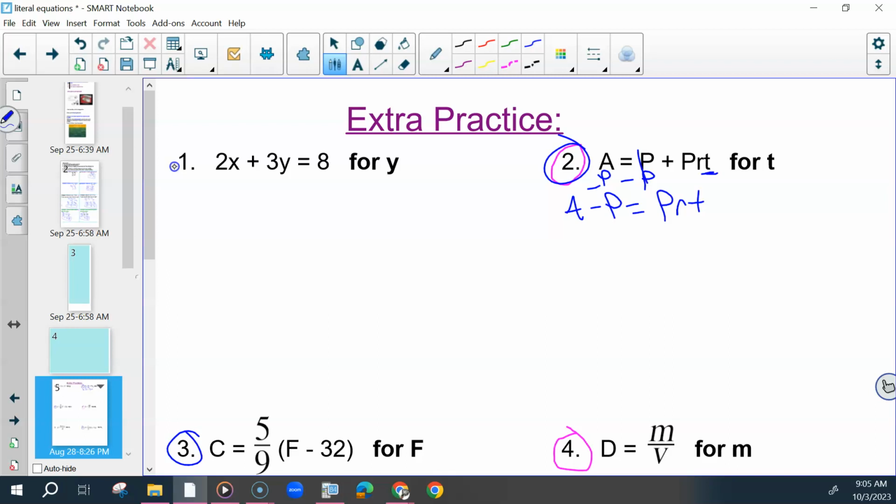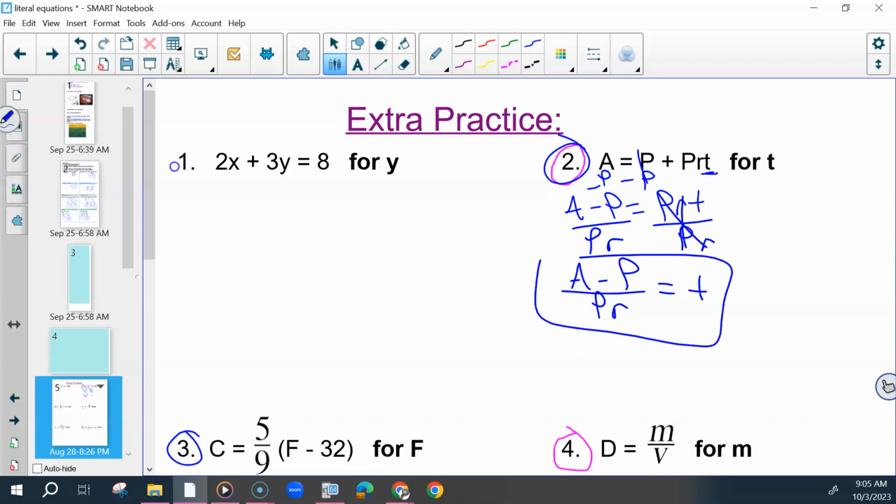Divide. We can do that all at the same time. Divide everything by p and r all at the same time. So we have a minus p all over pr equals t. Do you have any questions about that one before we go on to the next one?